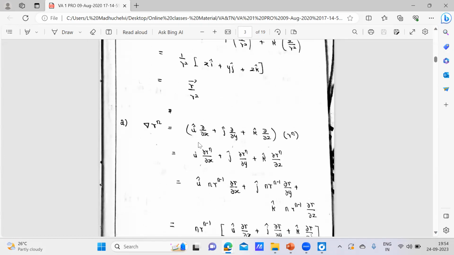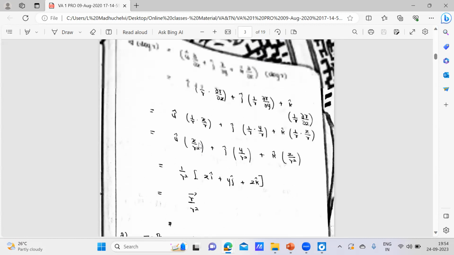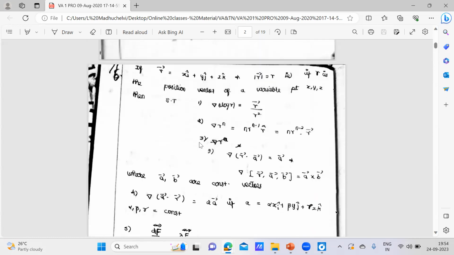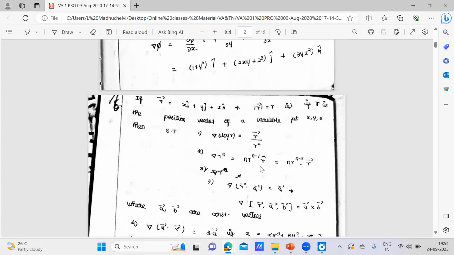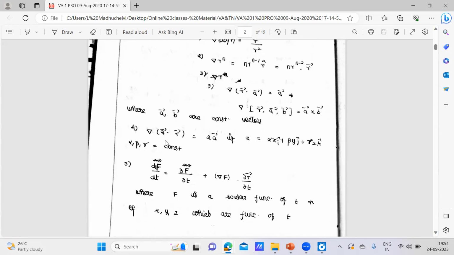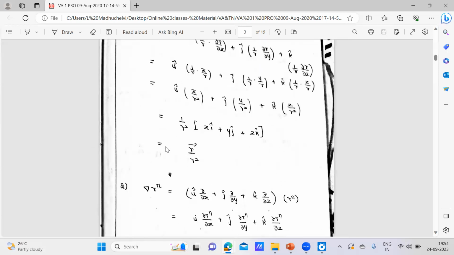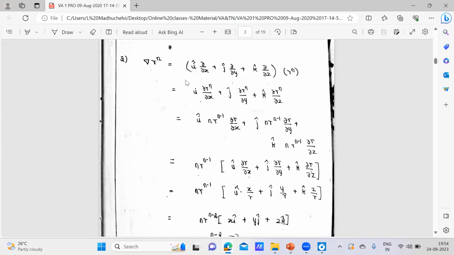Next one is del of r power n. We have to find del of r power n and prove that that is equal to n into r power n minus 1 r cap or n into r power n minus 2 r vector. So let us see the solution. Del of r power n equal to I dou by dou x plus j dou by dou y plus k dou by dou z of r power n. That is I dou r power n by dou x plus j dou r power n by dou y plus k dou r power n by dou z.